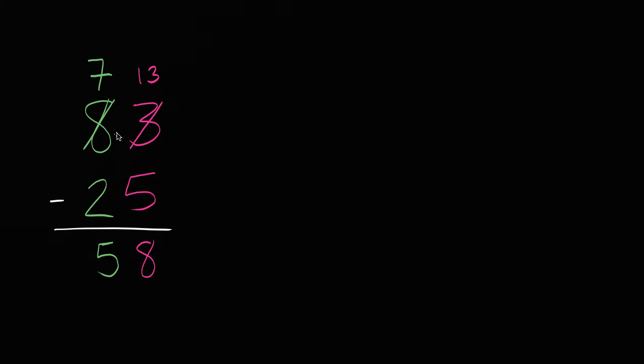Now I said I would do this several ways so that it makes a little bit more sense, so let's do that. So another way that you could write 83 is you could write this. This is the same thing as 80 plus 3. That's the same thing as 83. 8 tens, 3 ones.